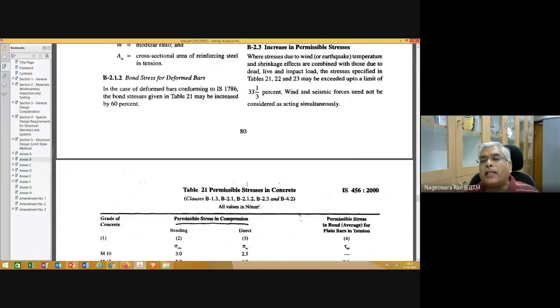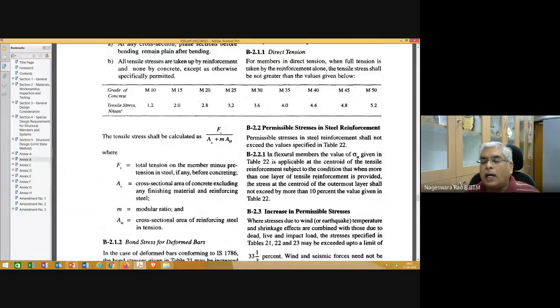Suppose I provide steel in 2 or 3 different layers. For the permissible stress value, I need to make sure the stress is not exceeding that, and that information is given in this section. In flexural members, the value of sigma st given in Table 22 is applicable at the centroid of the tensile reinforcement.